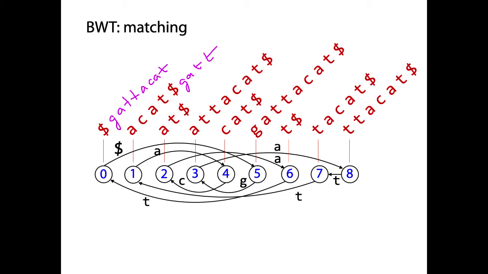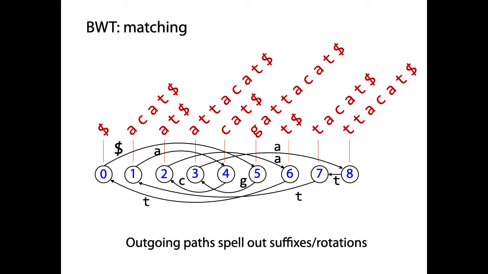Right? I'm just not drawing that. I'm just drawing up to the dollar sign and then stopping. All right, so those outgoing paths, as we walked along the path outgoing from a particular node, just concatenating the edge labels together, we were spelling out a suffix if we stopped at the dollar sign. Or if we didn't stop at the dollar sign and we kept going till we came back to where we started, we would have got a rotation.